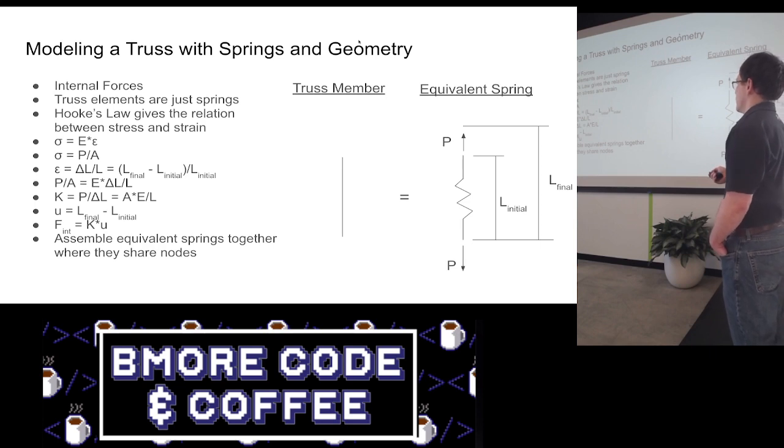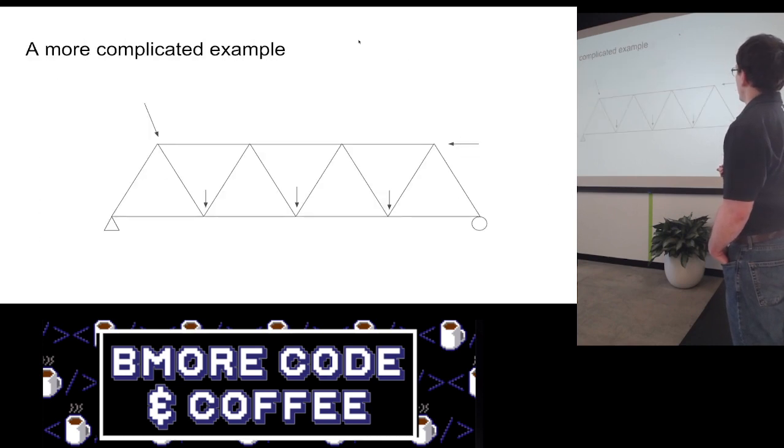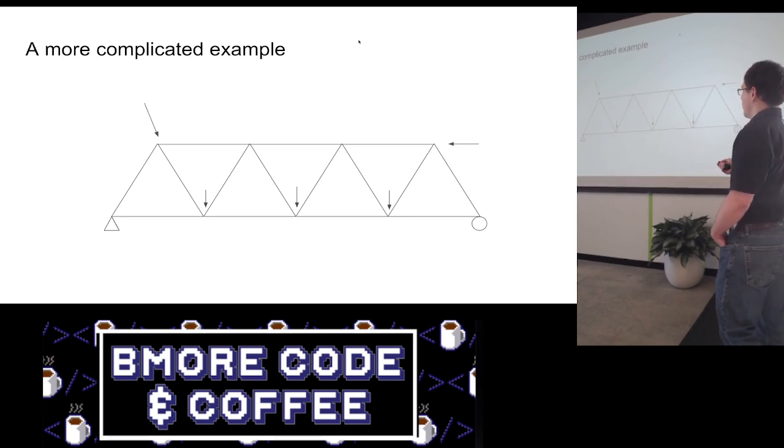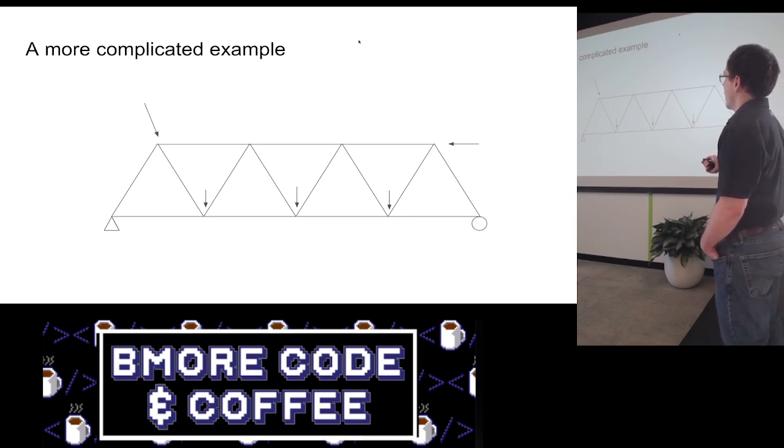And then, this is the part that I'm skipping, there's a lot of stuff that goes into this. We're assembling equivalent springs together where they share the nodes. So, okay, we can go back. Like at this node here, if we call this a node, we'd have to assemble simultaneous equations. Maybe you guys remember that from algebra. You get into linear algebra, which is just assembly of a bunch of equations, really, at a given node. And then we can solve that.